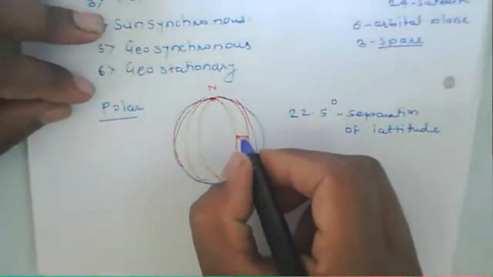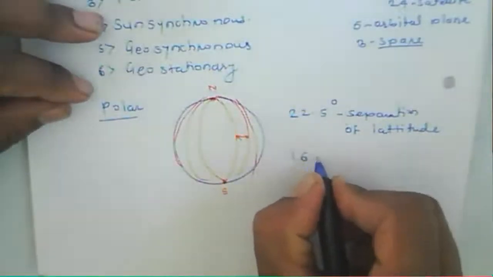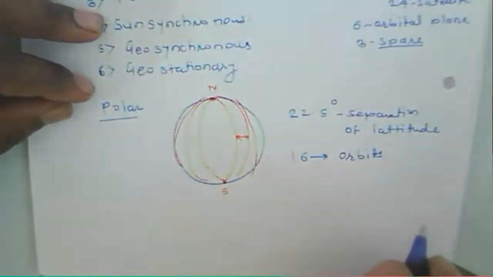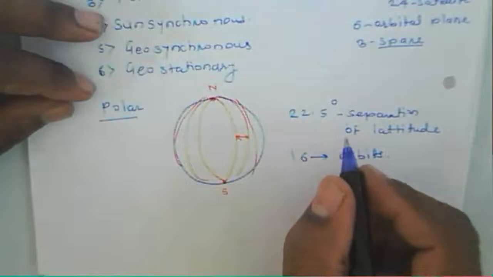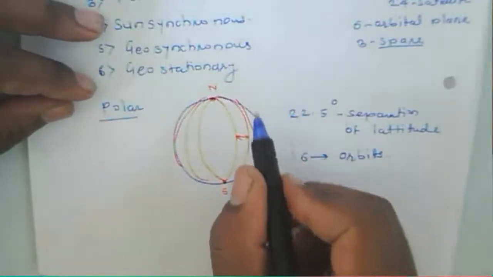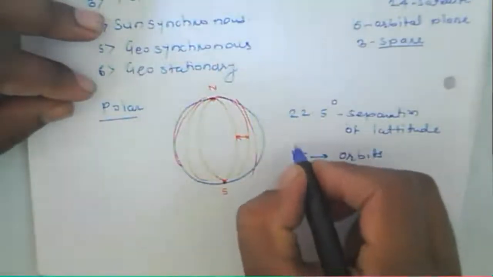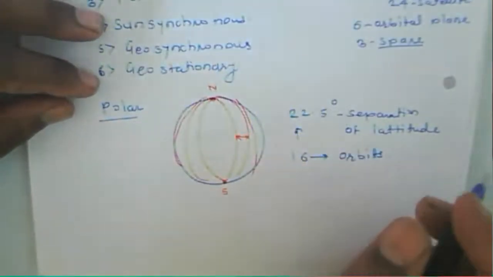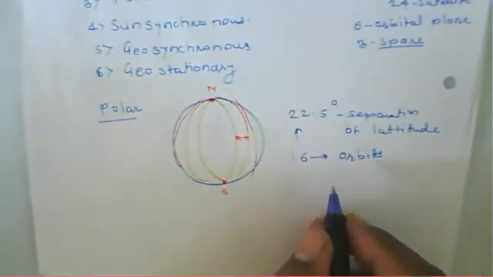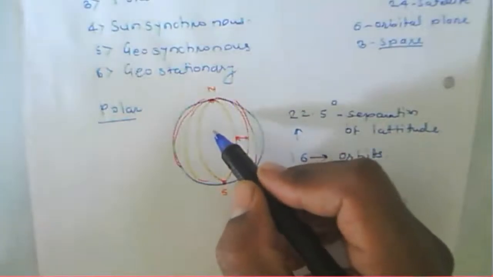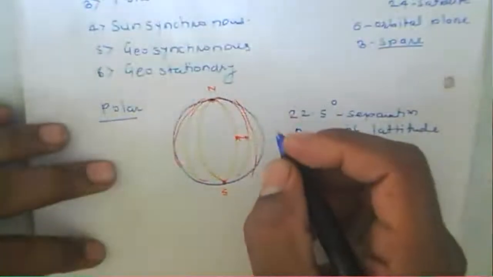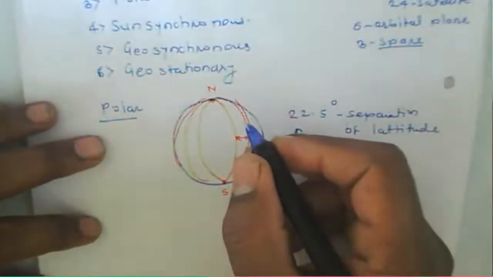If you want to cover the complete Earth, we require a total of 16 orbits. It requires a total of 16 orbits with a separation of 22.5 degrees, so that the satellite will rotate around this particular Earth, and we require a total of 16 revolutions to cover the Earth.